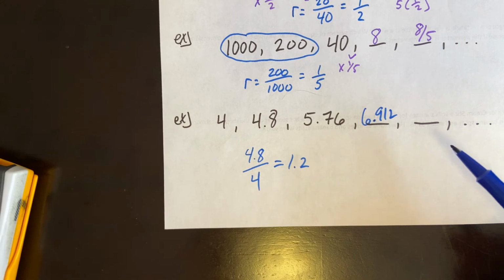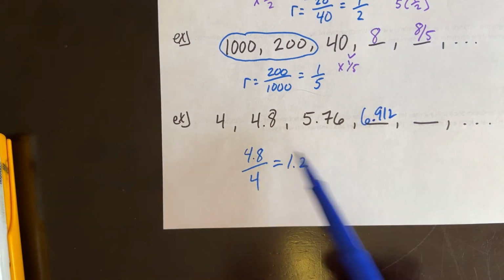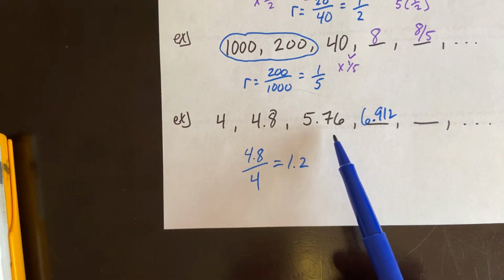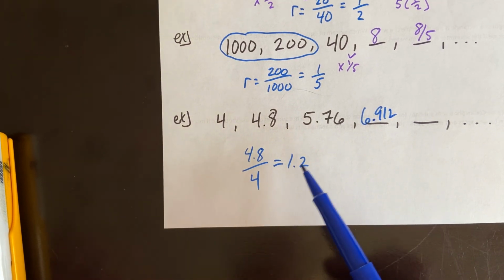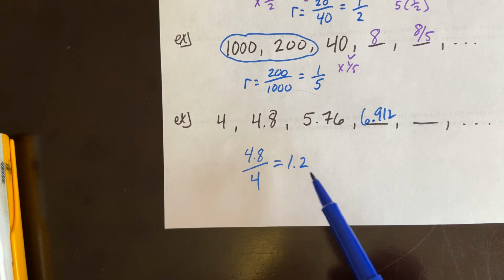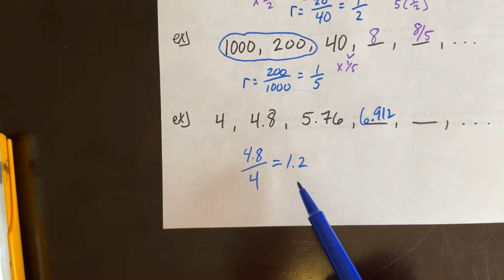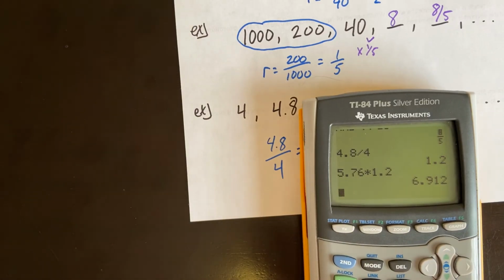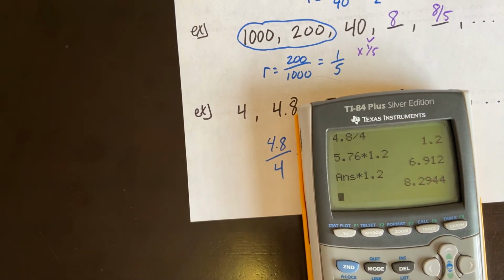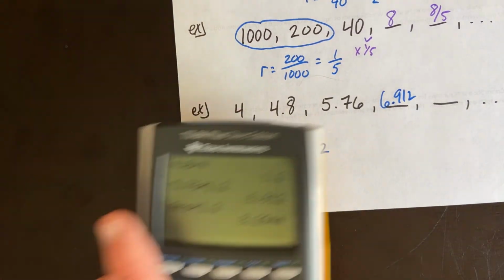And I know I'm using the decimal. I just told you about the decimals. But the sequence has decimals. You pretty much try to stay true to the form of what the sequence is. So if the sequence was using fractions, you should use fractions. But in this particular case, it's using decimals, so I'm just going to use the decimals. So that's 6.912. I'm going to multiply it by the 1.2 again, and get 8.2944.